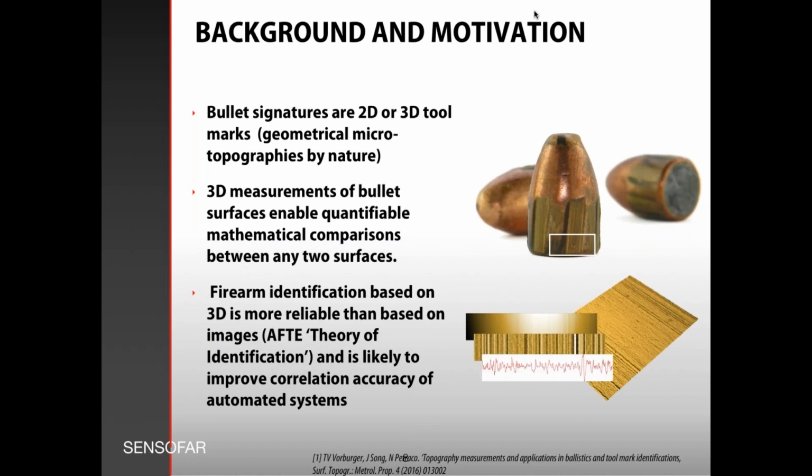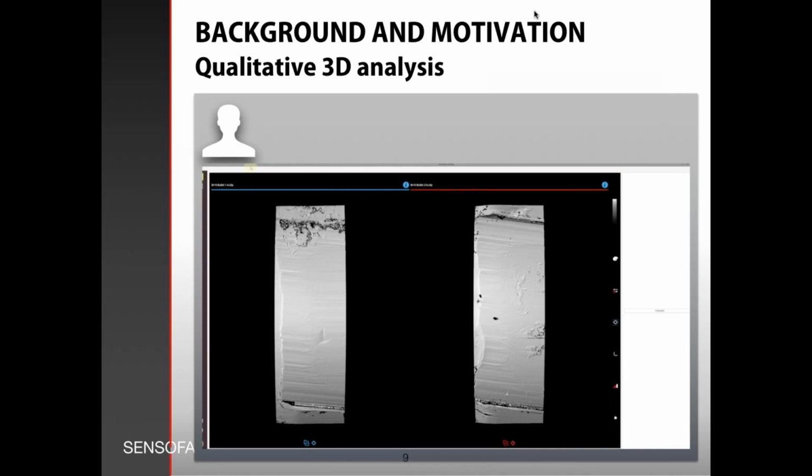The bullet signatures are, by nature, 2D or 3D tool marks. This means that if we are doing 3D measurements, then we will be able to do quantifiable mathematical comparisons between any of these two surfaces. It is accepted and established that firearm identification based on 3D is more reliable than based on images, and will improve the correlation accuracy of the automated systems.